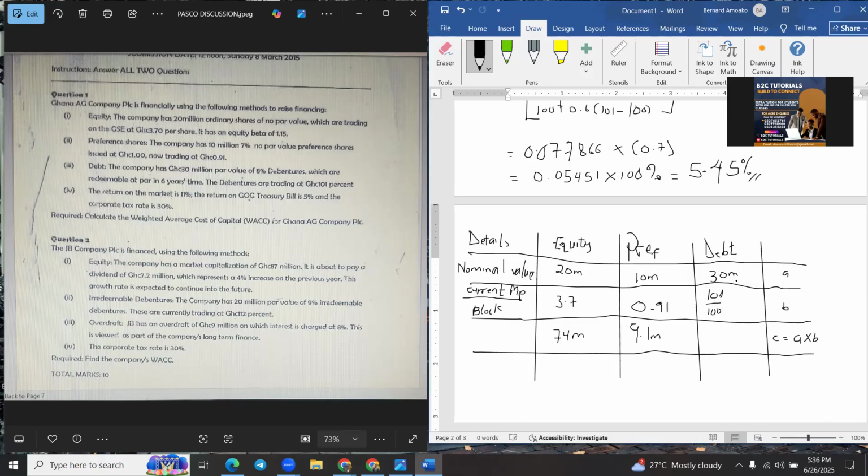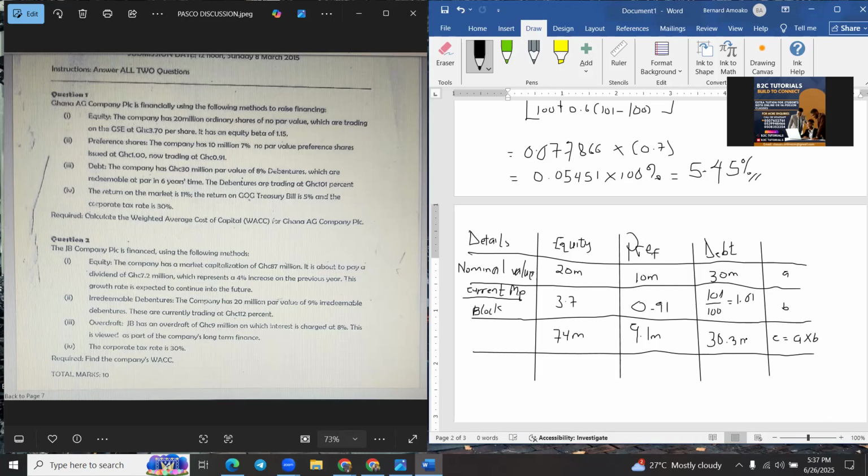If that is the case, how about this? What is 0.101 divided by 100? Should give me 1.01. So 30 million multiplied by 1.01 should give me 30.3 million. Okay.